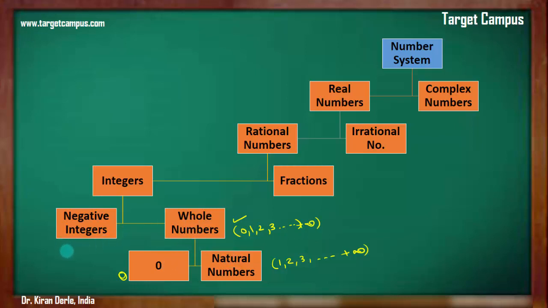Now the negative integers: these are negative integers. So minus infinity, minus 3, minus 2, minus 1, these are negative integers. If you take this set of all negative integers and the set of whole numbers, including 0 also, it gives us integers. They are integers, right? Integers are these whole numbers and negative integers.